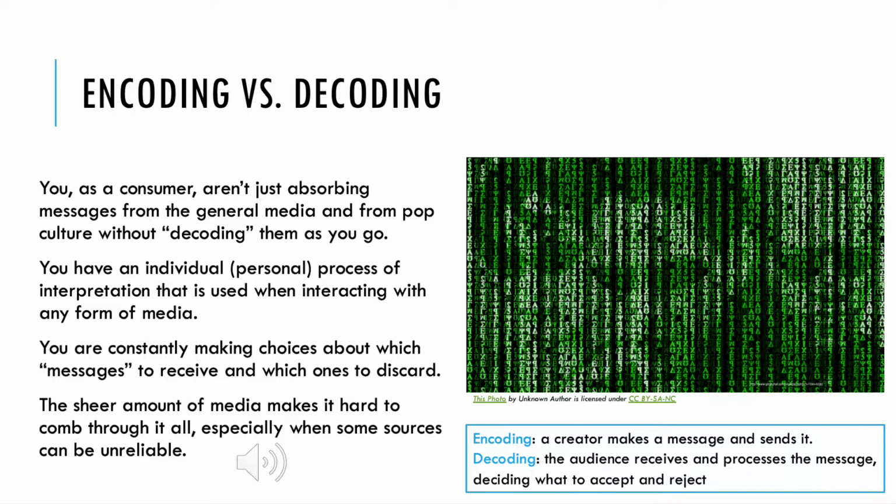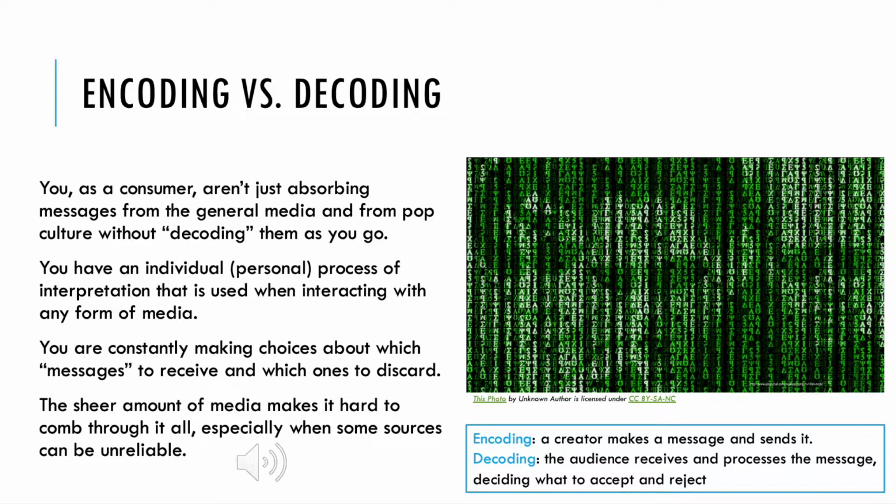So remember, encoding is that a creator is going to make a message and send it out into the world and to you as a consumer. Decoding is you receiving that message, processing it, and deciding whether to accept it or reject it. The most obvious form of that would be in terms of advertising, where a message is encoded trying to sell you a product and you're decoding it, deciding whether or not you want to purchase that product. But it really happens in all sorts of media, as he explained in the video.